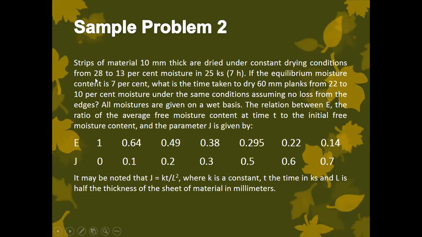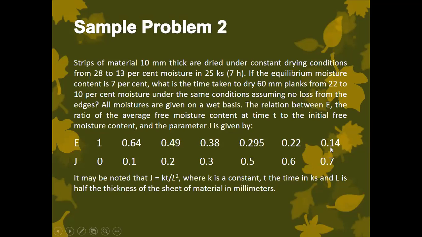and initially with 28% moisture, lowered down to 13%, will now be 60 mm thick, and it will be dried from initial 22 to 10% moisture. And you are going to use this particular data.